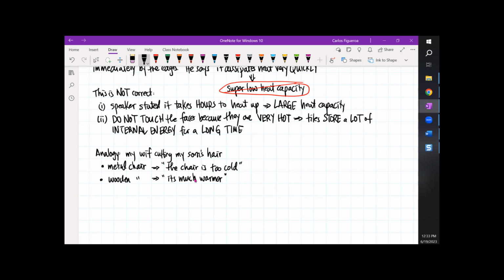And I tried to tell my wife and him, I goes like, he's not correct. And the reason why he's not correct is both of these chairs are at room temperature. The metal chair is not colder than the wooden chair. It's not the temperature that's important here. It's a concept that we haven't talked about. It's the thermal conductivities. So it's not the temperature, it's the thermal conductivity.